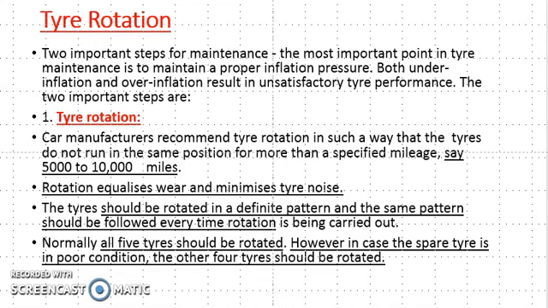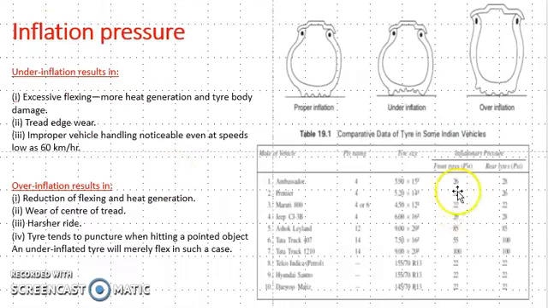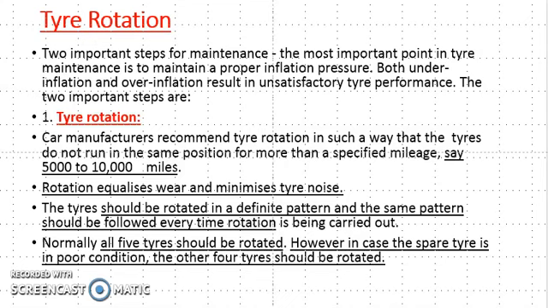First, you have to maintain a proper inflation pressure. Already we have seen it is given by the manufacturer. For example, take the example of Maruti 800. The pressure should be, for both the tires, 22 psi. If it is below this pressure, then we can say it is improper inflation, under inflation pressure. If it is more than this value, then it is over inflation pressure.